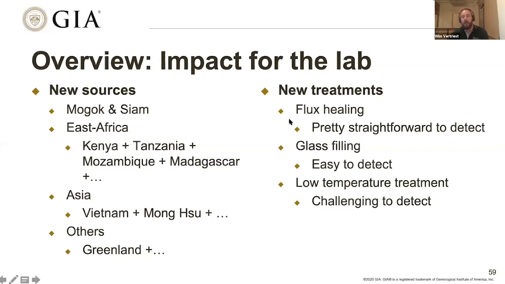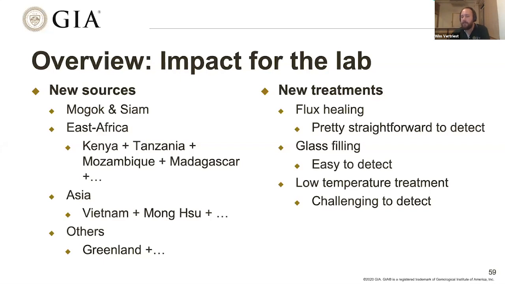Now on treatment detections, I think it's safe to say that 80 years ago, nobody really cared about treatments. Caring about treatments is something that happened in the last 40, 50 years maybe. And since then, a lot of new treatments have shown up. Like I mentioned, that flux healing that really became very dominant when that Maishu material came out. Luckily for us, it is pretty straightforward to detect that. And the glass filling that became a standard practice and really global with the Madagascar material, that is fortunately for us one of the easiest treatments to detect.